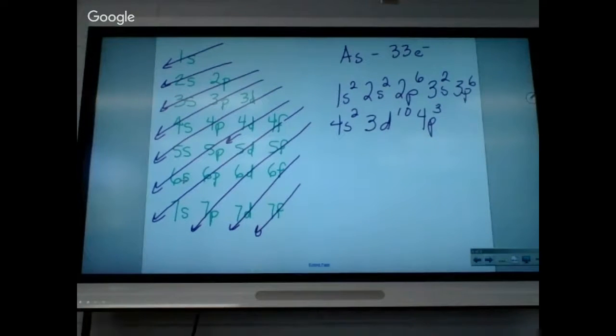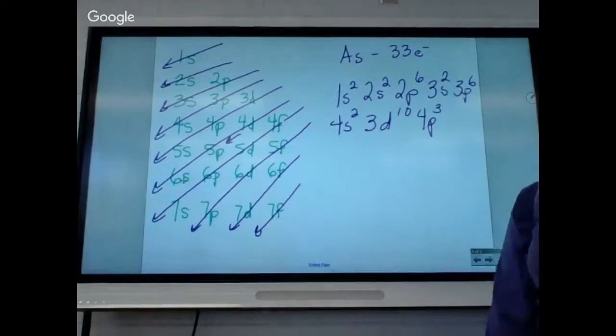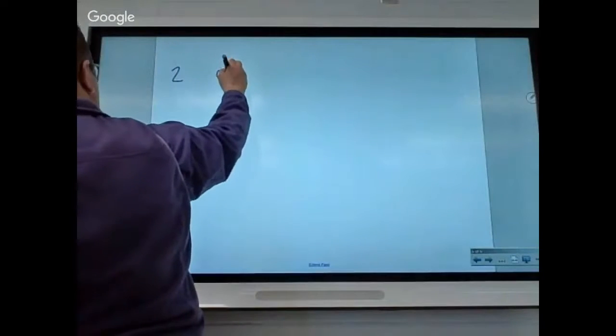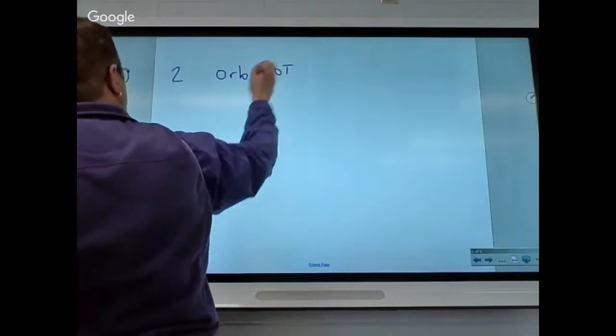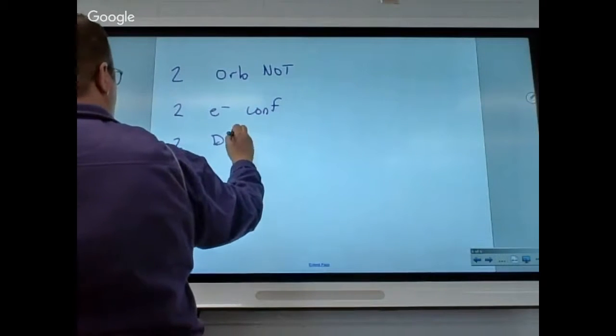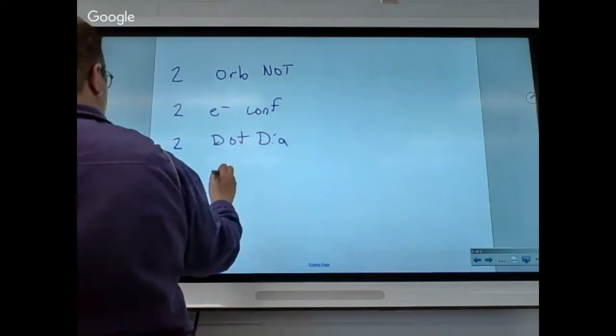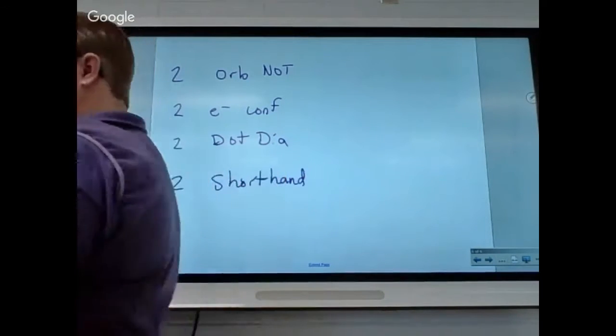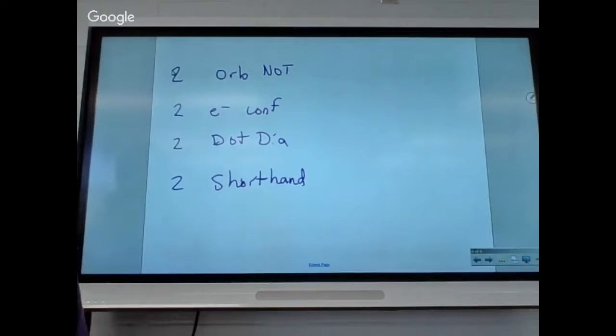We need to learn to read 2 other notations today. Tomorrow, I'll even tell you what the questions are going to be. You're going to get 2 orbital notations. You're going to get 2 electron configurations. You're going to get 2 dot diagrams. And you're going to get 2 shorthand notations. And it will be your final grade of this quarter. The 2 last ones are the ones we're learning today. All right, everybody got it?